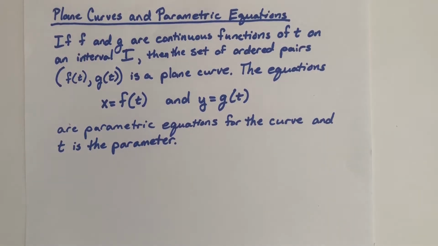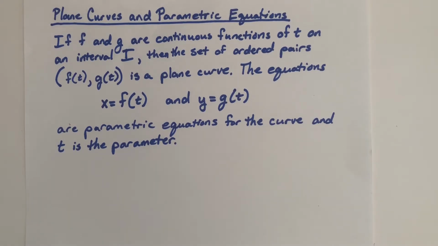The equations x equals f of t and y equals g of t are parametric equations for the curve, and t is the parameter. So we think of the curve as the path of a point moving along a plane, and the x and y coordinates of the point are a function of time.